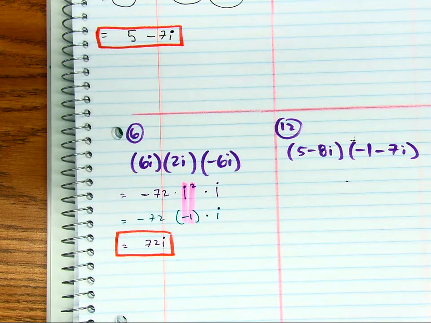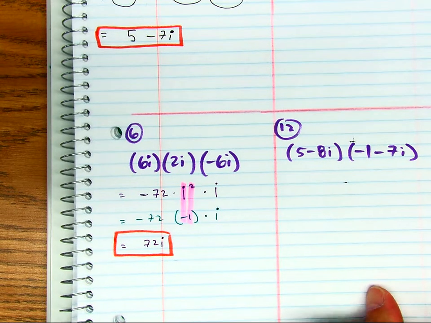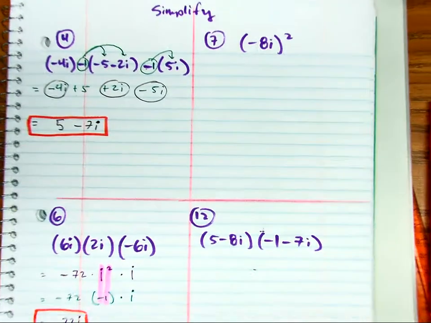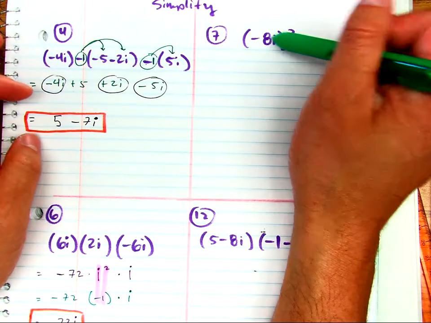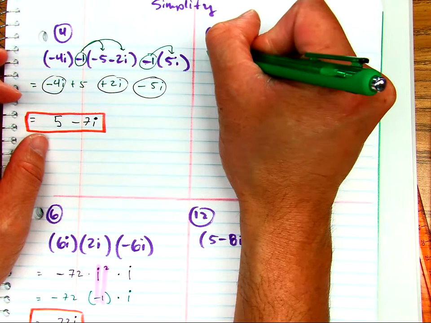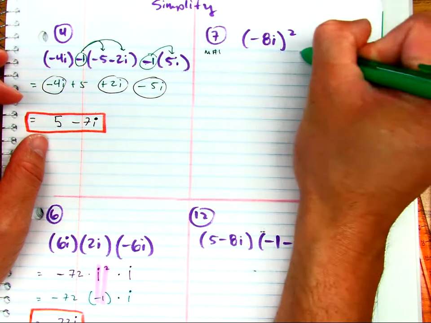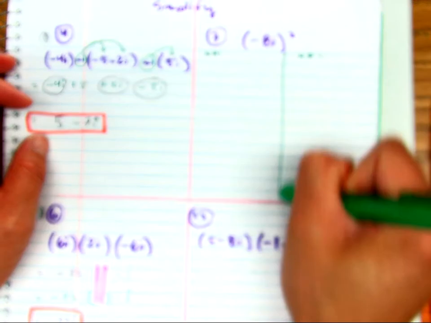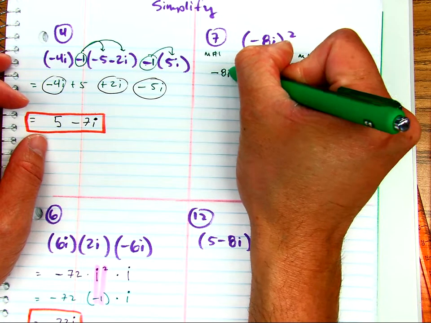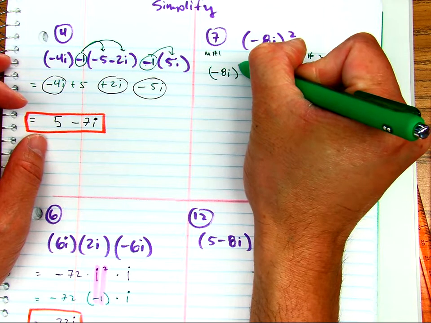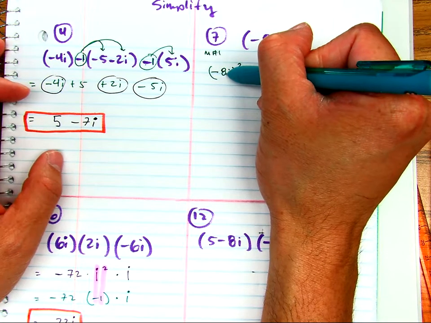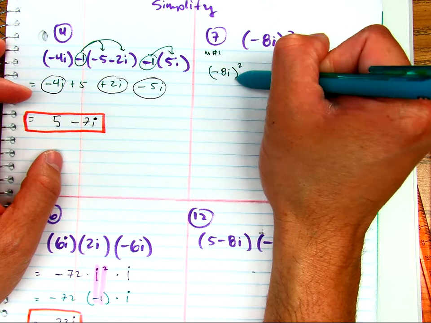Question number 7. Negative 8I squared, you can do this problem in 2 ways. I'll show you method number 1 and method number 2. The first one I'll show you is the laws of exponents. A lot of students will misapply this. You can only apply this when there are no pluses or minuses in here. They're all factors.